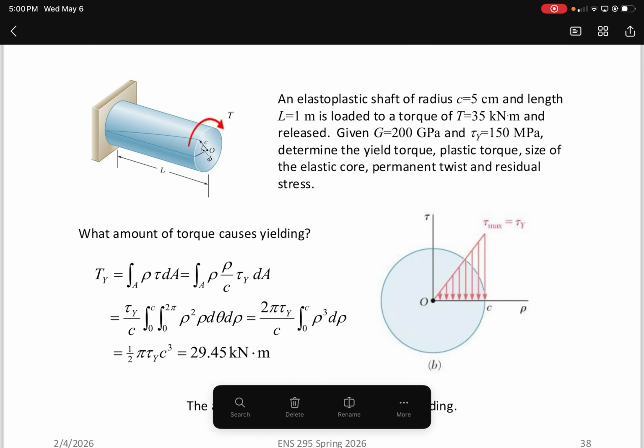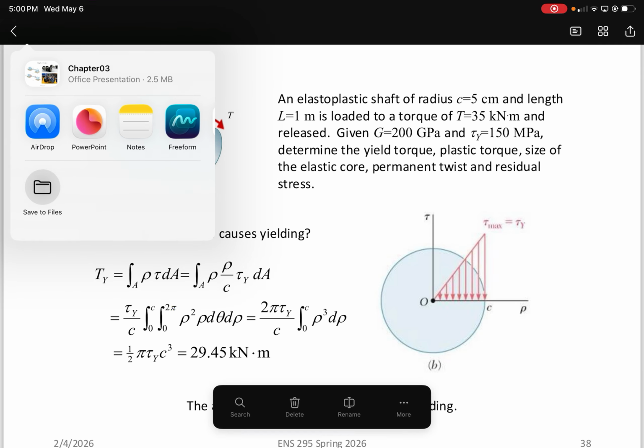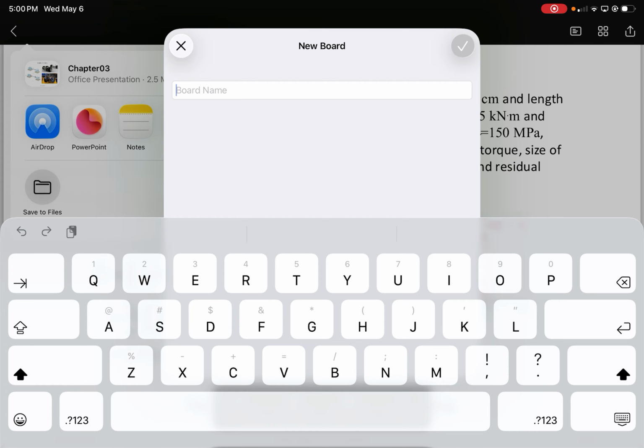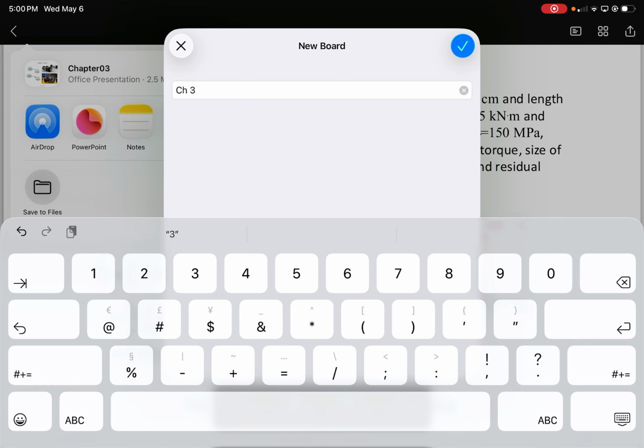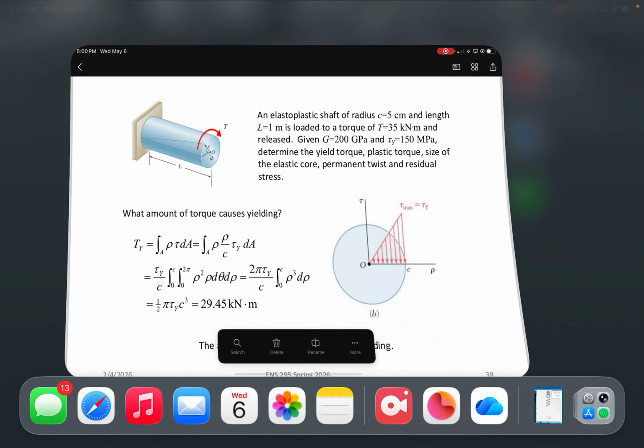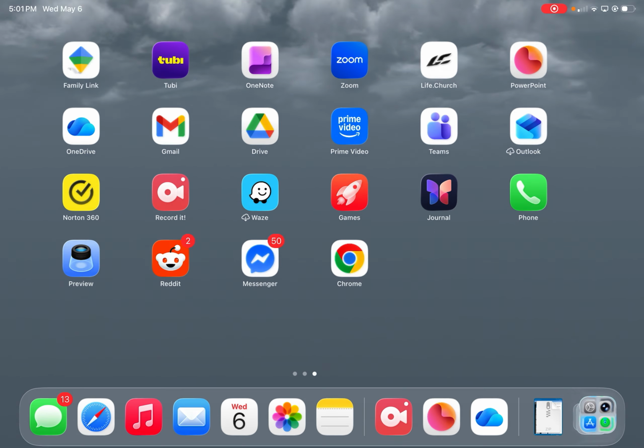Can I write on this? Because I don't want to open this up in PowerPoint. Freeform? I don't know what this is. How's it going? Good, how are you? Doing well, thanks.